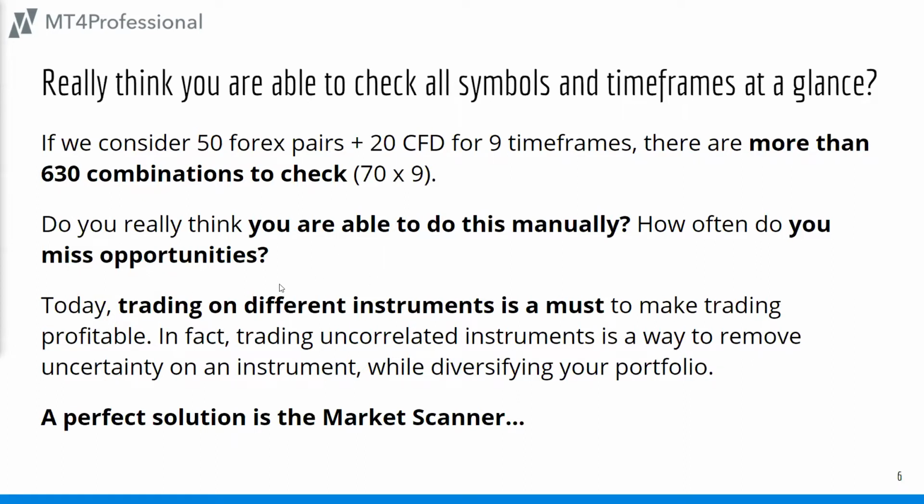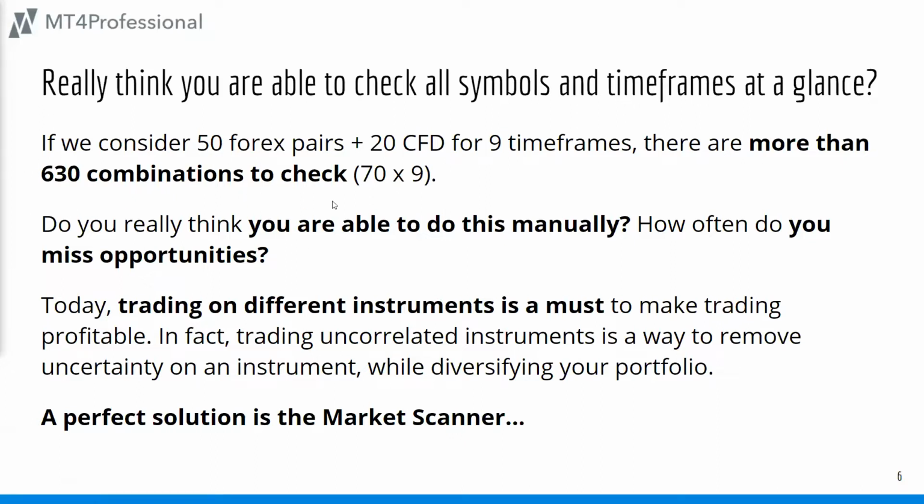So today, if you're trading on different instruments, it's very important in order to make trading profitable. It's called correlation. And if you're trading uncorrelated markets, this way it removes a lot of uncertainty in the instrument. So by searching through all of the different combinations to find trade setups, it's a great way to diversify your portfolio and help you to trade with a higher profitability and a lower risk. So the perfect solution for doing this would be a market scanner.